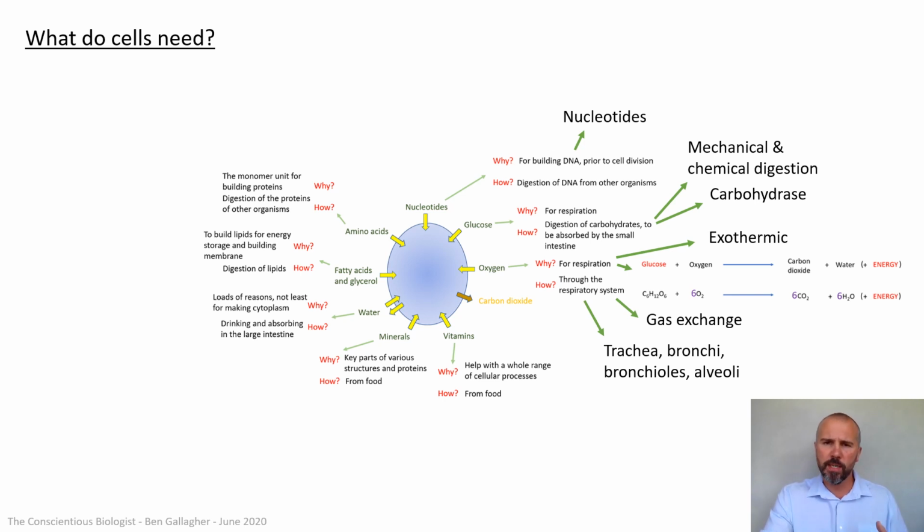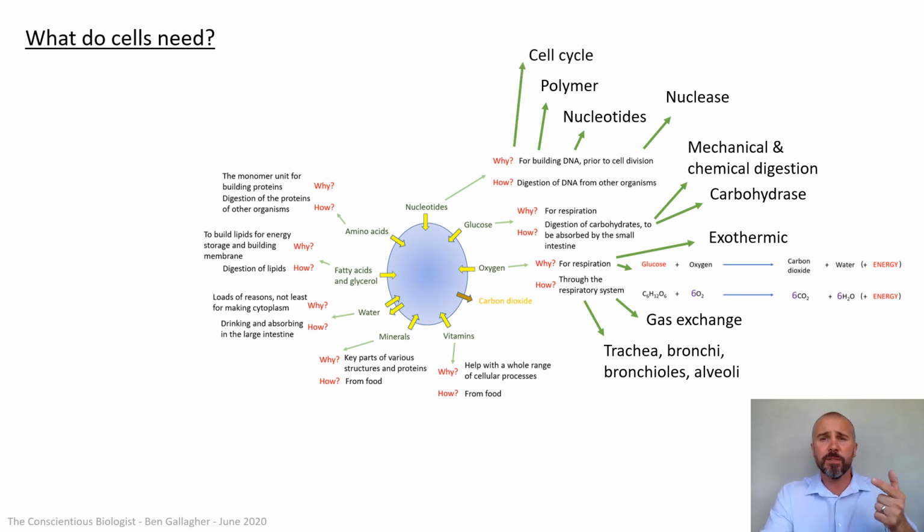For DNA and nucleotides, we're talking about those nucleotides being broken down, the DNA being broken down using nuclease to get the nucleotides. The DNA is a polymer of those nucleotides. That happens within the cell cycle, the DNA replication, in stage 1 of the cell cycle, if you remember back from the mitosis video. We jump across to proteins now.